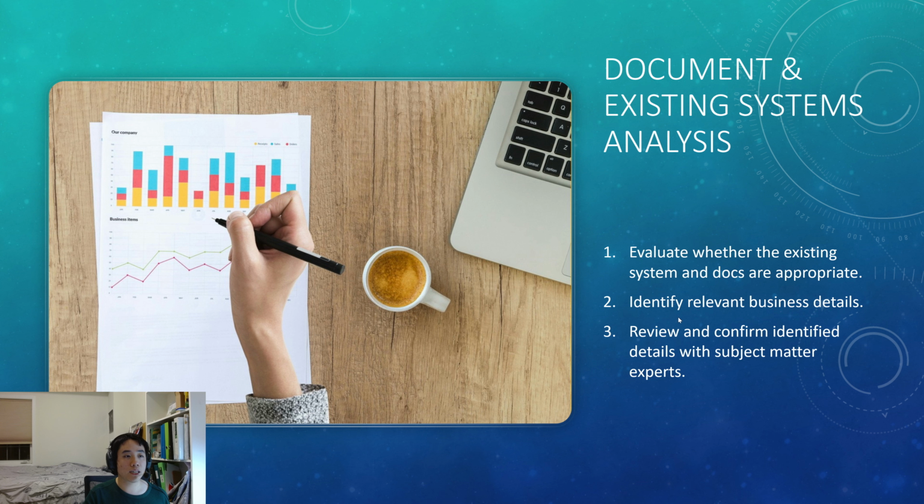So here are three steps in documents and existing systems analysis. You evaluate whether the existing thing is appropriate for your requirements, and then you identify the relevant business details, and then you review and confirm that your identified details are good. You may involve some subject matter experts to make sure that your specifications pretty much make sense.